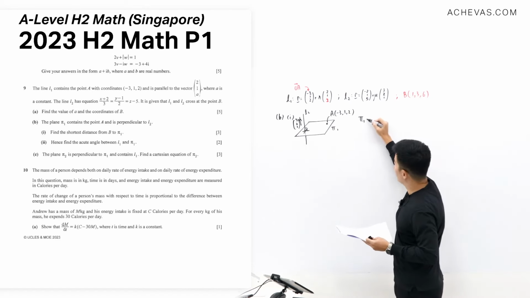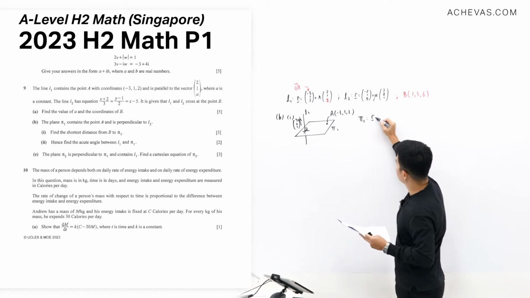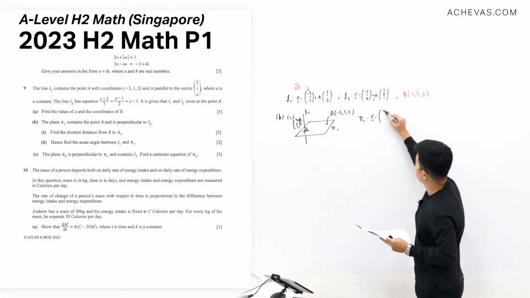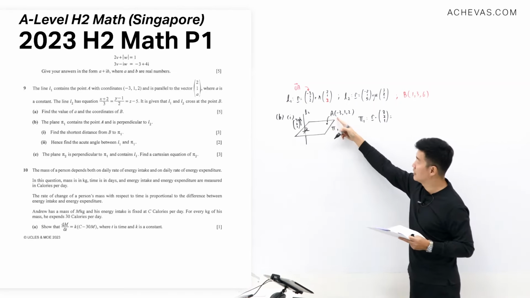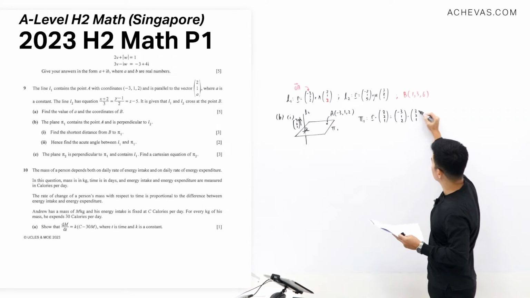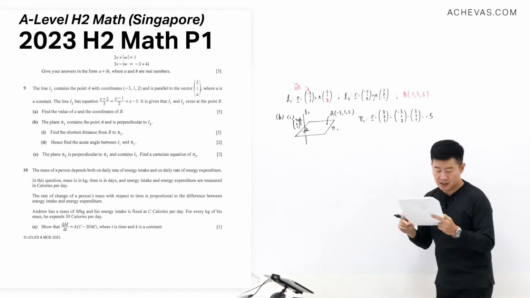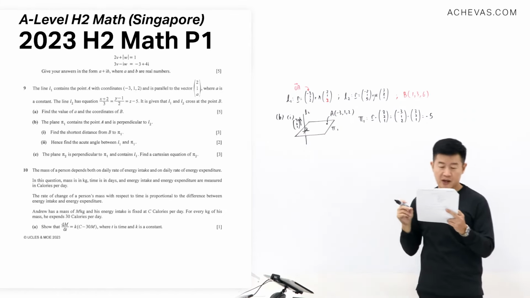That is why, if I were to write the dot product equation of pi 1, its normal vector can be this (3, 2, 1). Since A lies on pi 1, I'm going to just substitute and replace this r by (-3, 1, 2). So r dot (3, 2, 1) is equal to -5. This is the dot product equation of pi 1.